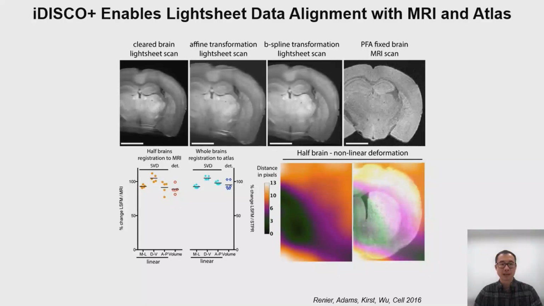A brain imaged with iDISCO+ is well preserved in its morphology so that the whole-brain imaging can be registered back accurately to its original MRI scan or to the standard atlas. This enables us to develop an automatic pipeline for brain alignment, registration and quantitative analysis, which is critical for handling the large datasets generated by the whole-brain imaging.